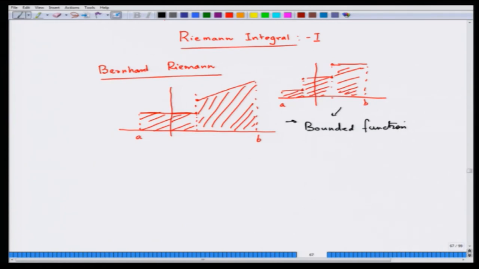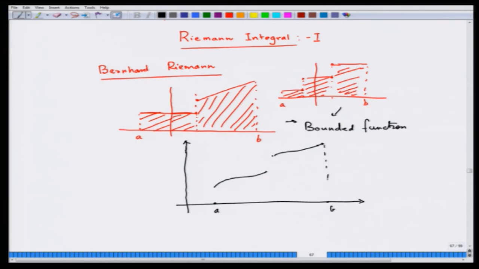So, how do I look at such a function? Okay, let me make a drawing. Riemann's vision was the following: let us just take the graph of a bounded function, and for the sake of simplicity we take one discontinuity. A function comes up to here, but does not have any value at this point, which is C.